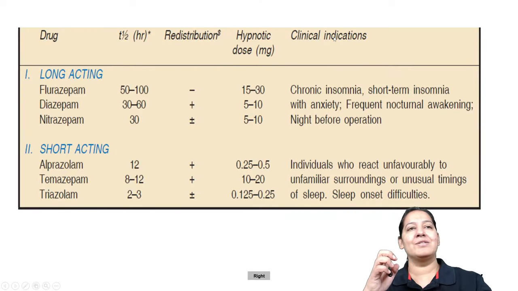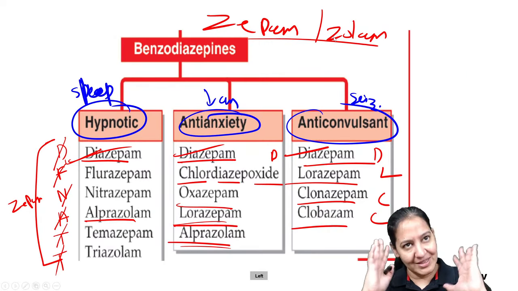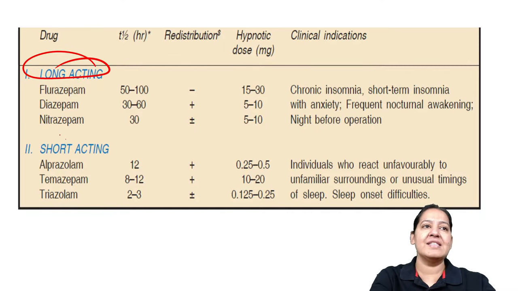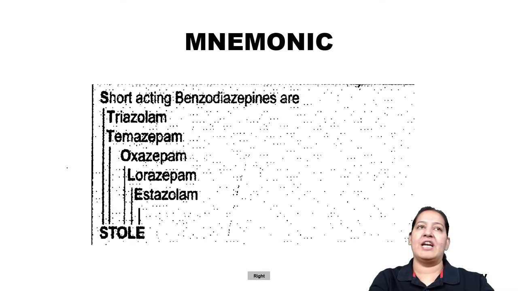So that is benzodiazepines. We can classify this way. There is a second classification also, based on duration of action. Some of them are long acting. Some of them are short acting. So you can classify that way also, right?